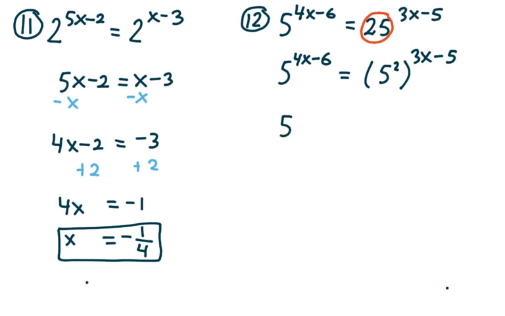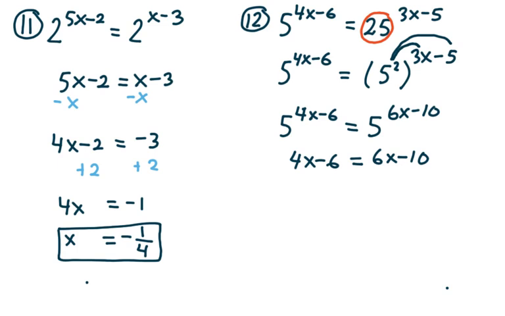So 5 to the 4x minus 6 on the left side is 5, and then I'm going to take 2 times 3x minus 5, and I'm going to get 6x minus 10. I hope that's okay. So in other words, I took the 2 times the 3x and the 2 times the 5. Now set these exponents equal to each other.